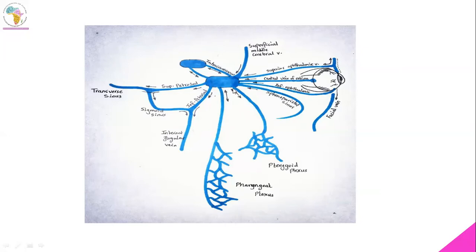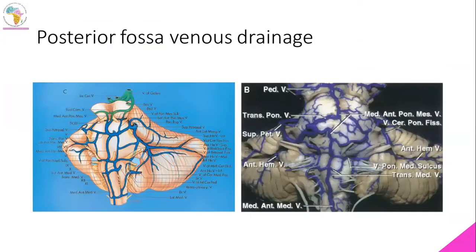In the floor of the middle cranial fossa, the cavernous sinus also has connections with some plexuses outside the cranium along the inferior aspect of the skull base, namely the pterygoid plexus along the pterygoid muscles, and the pharyngeal plexus along the wall of the pharynx. This is about the supratentorial venous drainage.